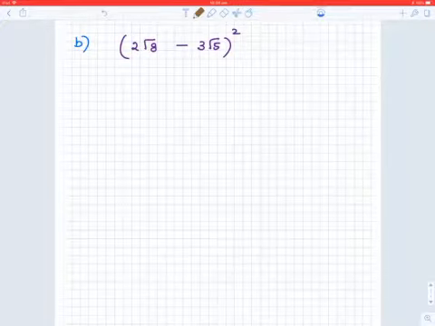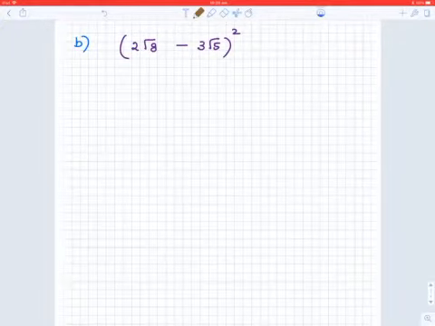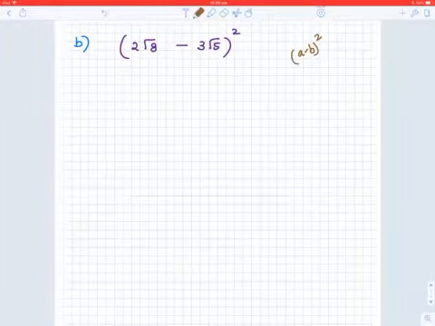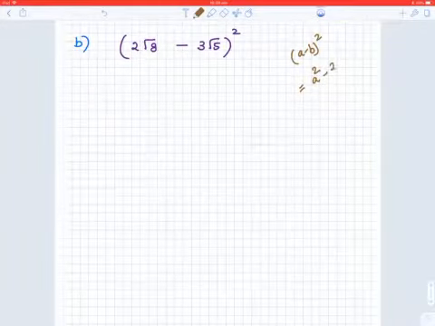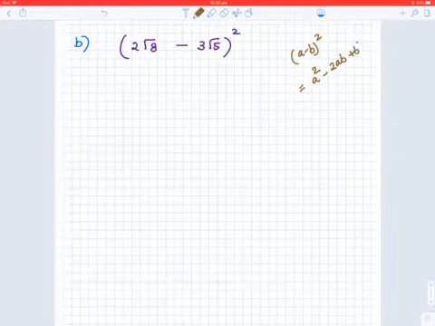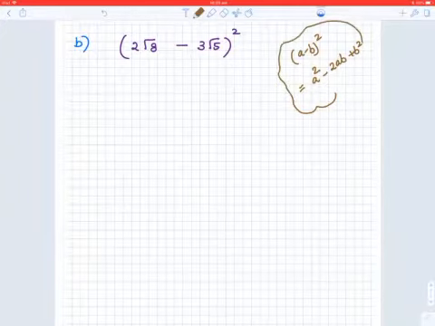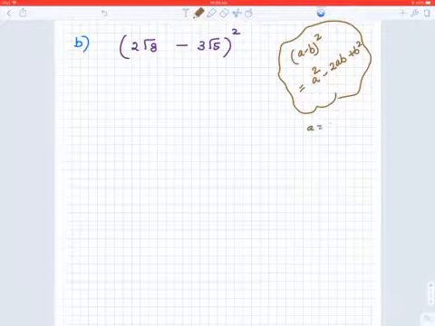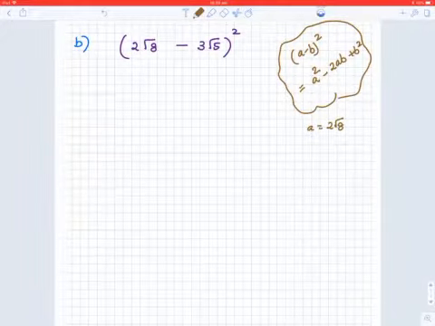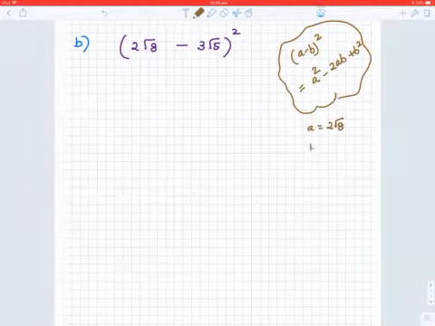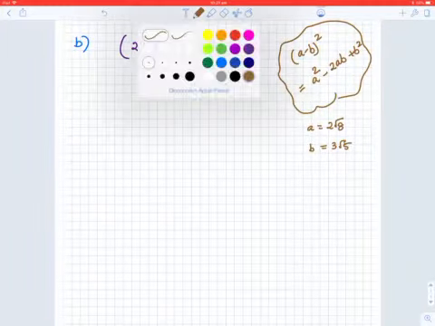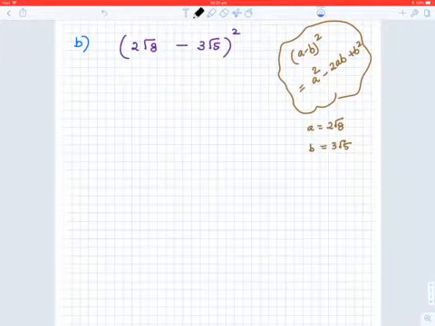The next example is (2√8 − 3√5)². Now, this is of the form (a − b)². Now, we know (a − b)² is a² − 2ab + b². So we are going to use this result to do this question. Obviously, a is 2√8, comparing this with (a − b)², and b is 3√5.